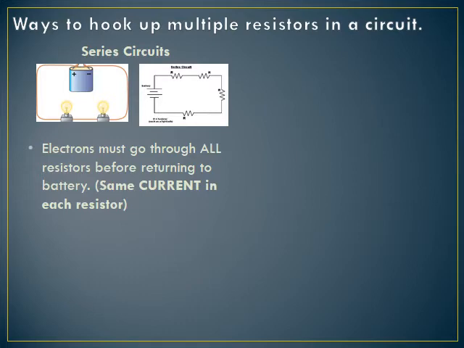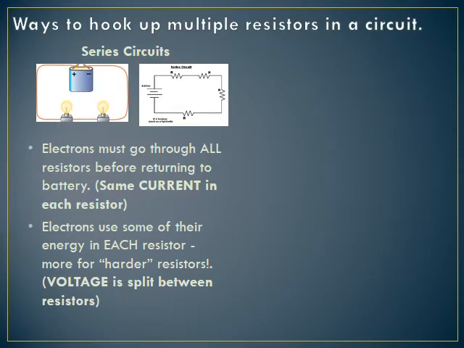The second thing that we can say about series circuits is that the electrons that leave the battery with some energy are going to use some of their energy in each bulb. This would be like a school day where you're taking 2 tests. It doesn't make any sense to use up all your energy on the first test and fail the second test. It also doesn't make any sense to try to skate through the first test without using energy and save it all for the last test.